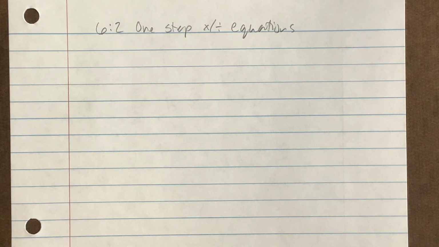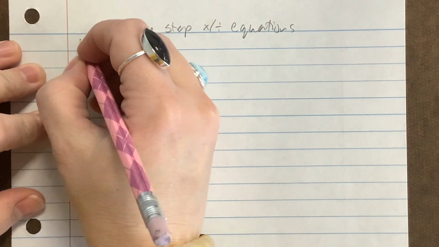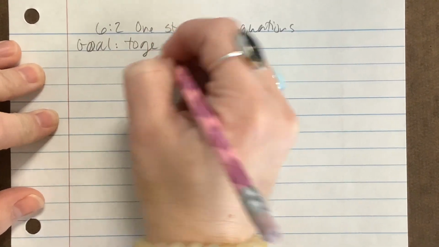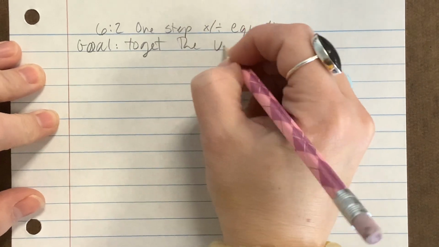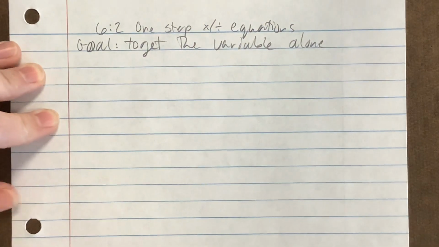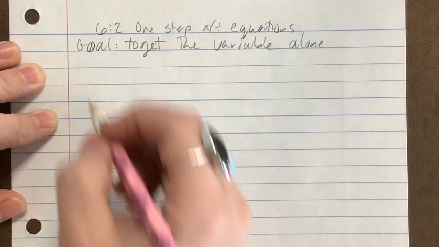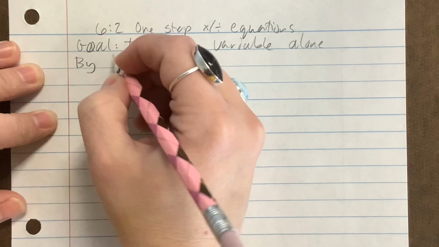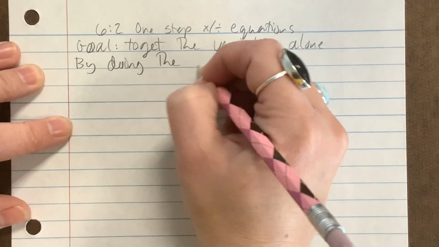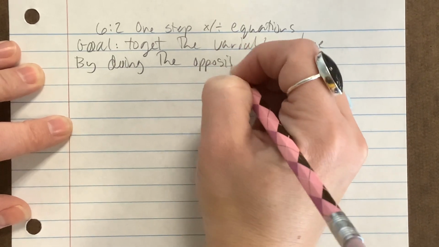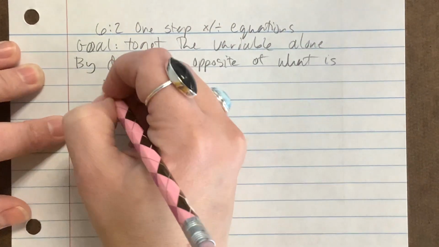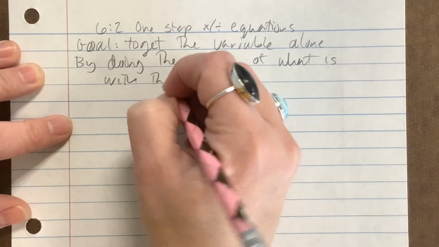Before we get to that, let's just remember the goal of algebra. Our goal is to get the variable alone or by itself on a side. And we do that by doing the opposite of what is with the variable.